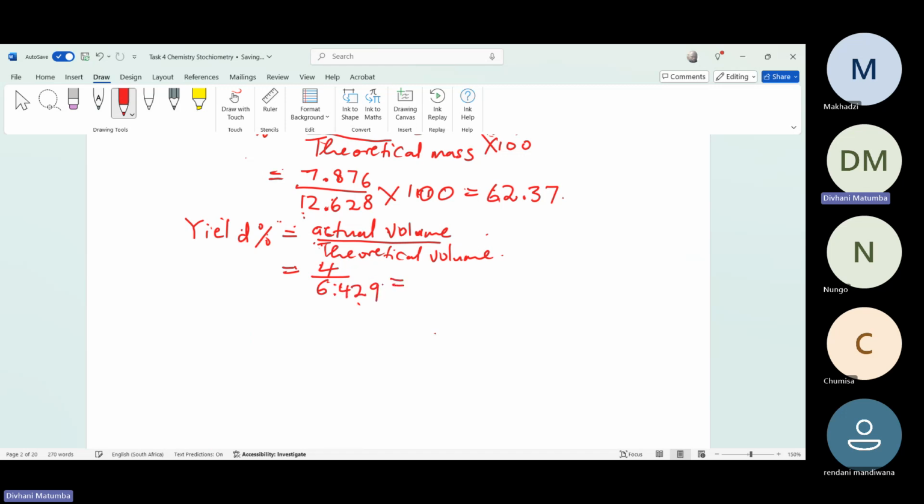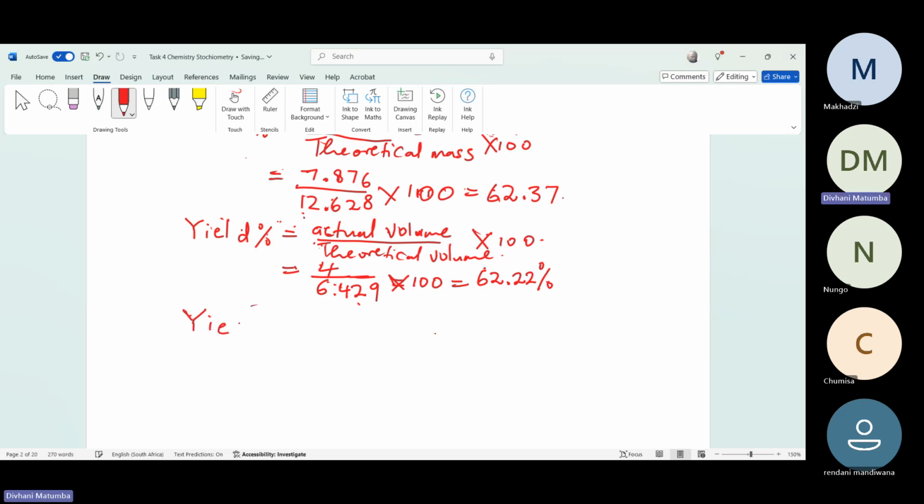If you use your calculator, Makazi, how much are you getting? So I got 0.62, it's a very long number. 0.622. Okay, let me multiply by 100. Sorry, I forgot to. How much are you getting? 62.22%. Okay, fine.